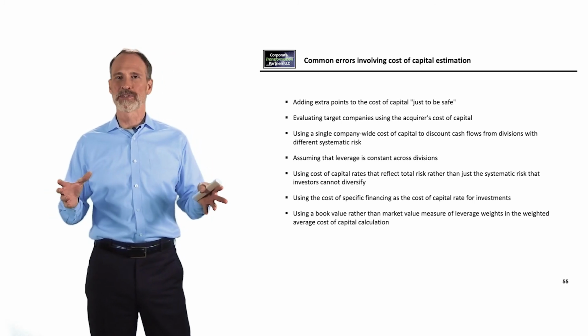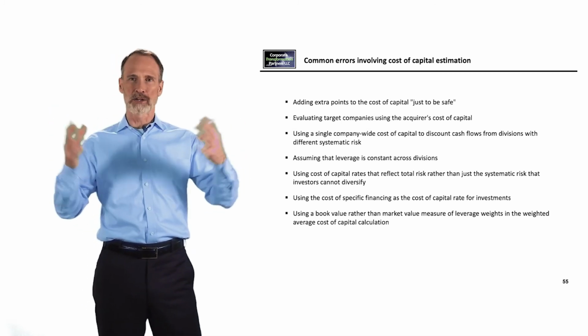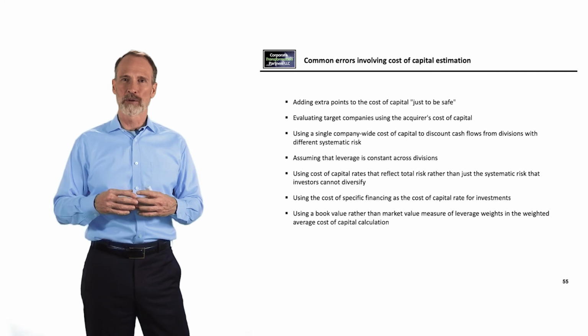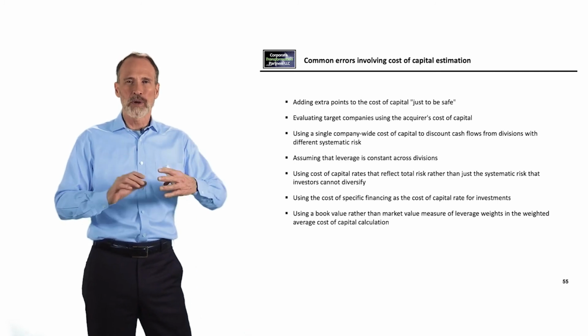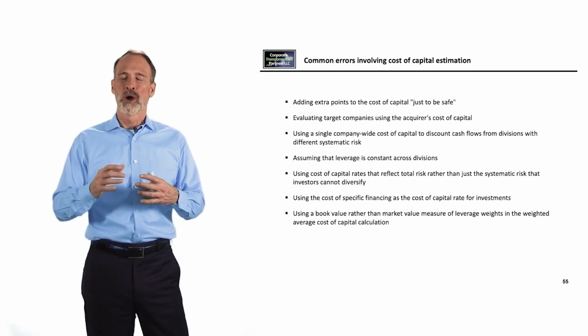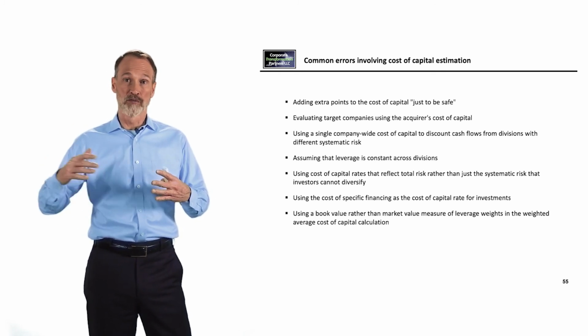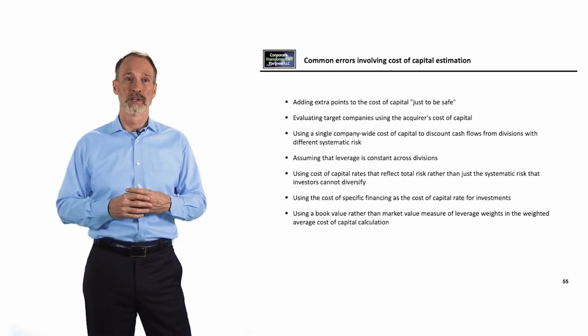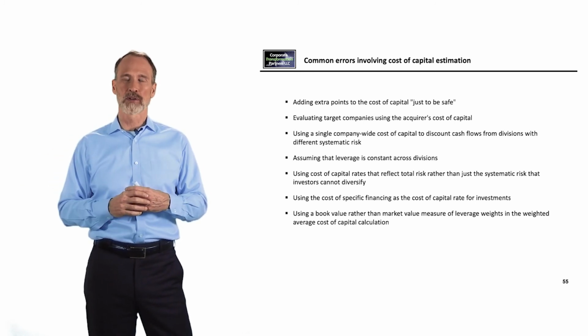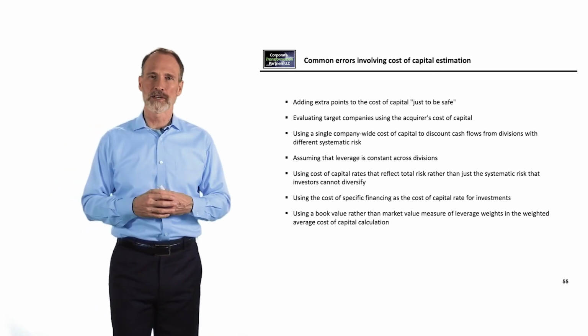So the way this one sounds is something like this. Let's say you do the right calculation for the cost of capital and you end up with a number of 10%, but you want to be extra sure that you're going to create value. So you say, well, let's only accept projects that offer returns of, let's say, 14% or above. So you've added a 4% premium to the cost of capital. And that sounds nice and conservative, doesn't it?